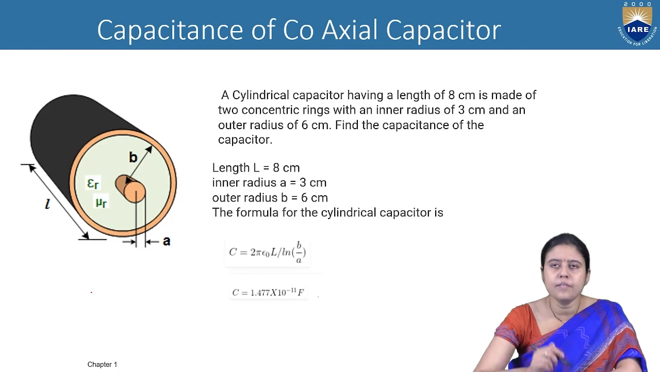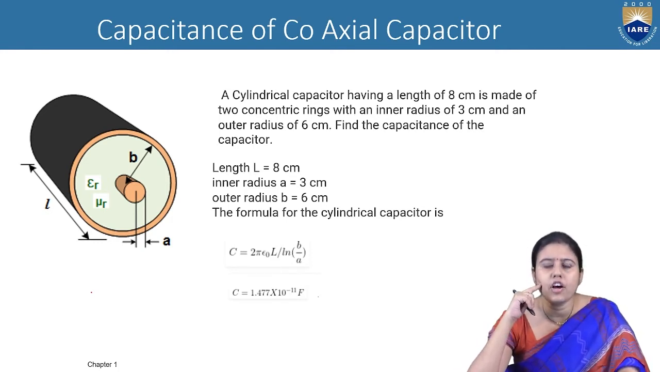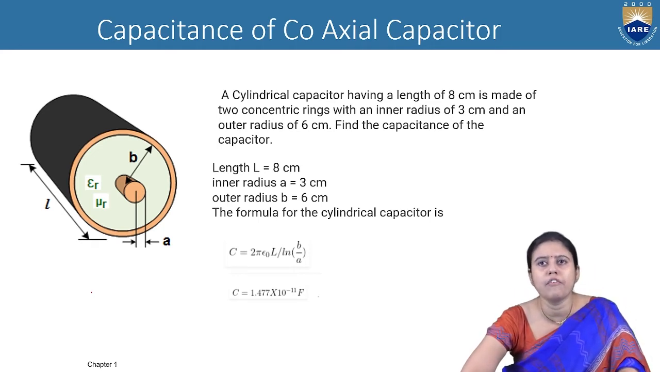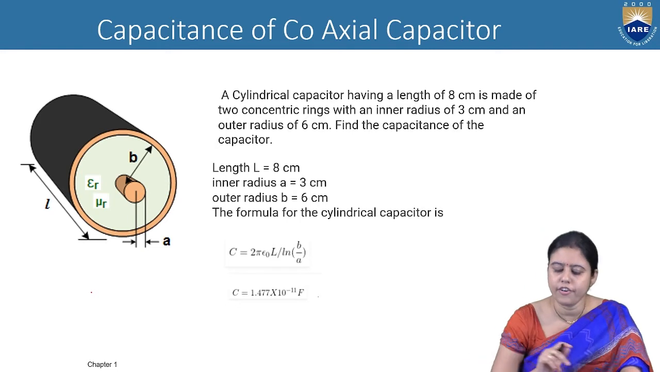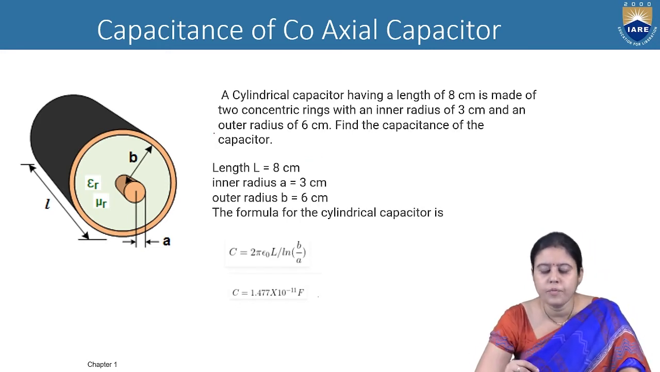Say a cylindrical capacitor having a length of 8 centimeter. When the unit is centimeter, our first work is to convert it into meter, because all the units are in SI, so we will convert it into meter form. So length is 8 centimeter, and it is made of 2 concentric cylinders.